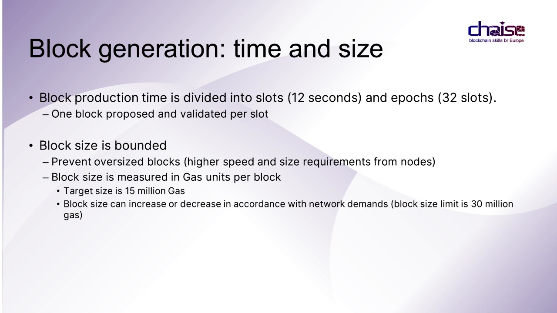To prevent oversized blocks, the size is bounded by gas units used. Each block has a target size of 15 million gas, but the size of the blocks may increase or decrease depending on network demands. The block size limit is 30 million gas. Bounding block size is important because nodes need greater computing power and space to process larger blocks in time for the next slot.